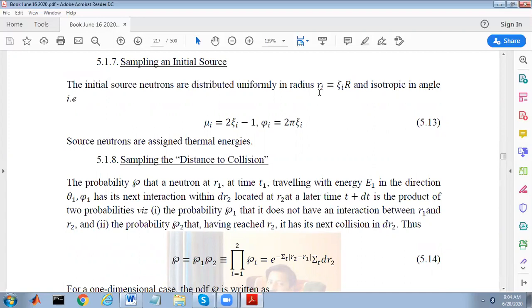So where is that? It's at small r, and if the source is of radius big R, then you multiply big R by a uniform random number between 0 and 1, and you can sample the position where you're going to start the source history. So this is the position of the radiation source. Then let's say we need to sample its solid angle of emission.